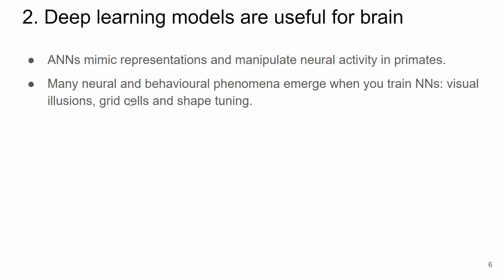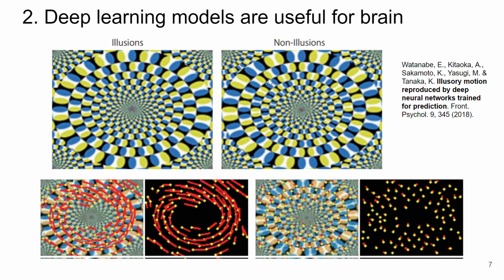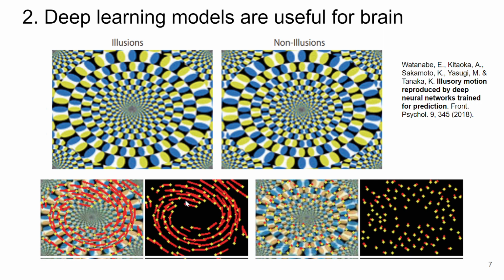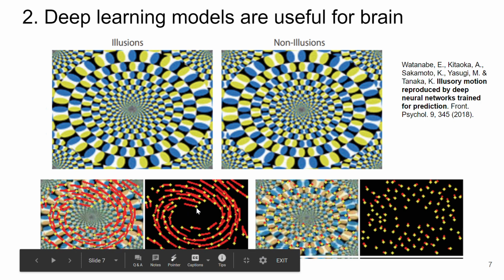And not only this, but there are many other studies where various neural and behavioral phenomena emerge when you train neural networks that you don't explicitly code in. For example, visual illusions, grid cells, and shape tuning. So one example of visual illusions is this. The image on the left is a visual illusion for humans, and the image on the right is not. When you train a deep predictive coding model to predict how the next frame would look, and you train this model on natural images, and you test it on these visual illusions that it has never seen before, it is able to predict what kind of illusions humans have.